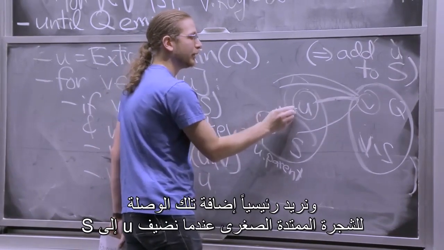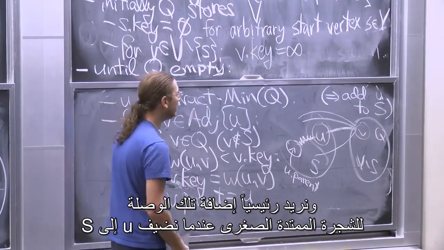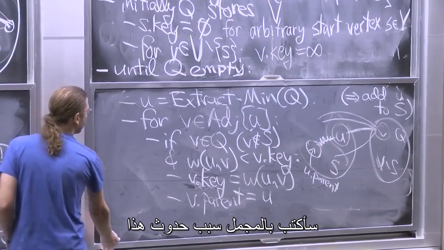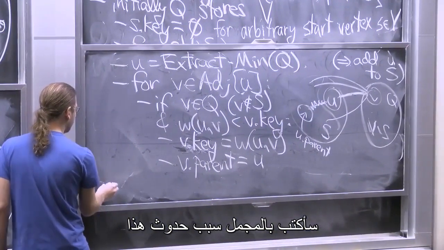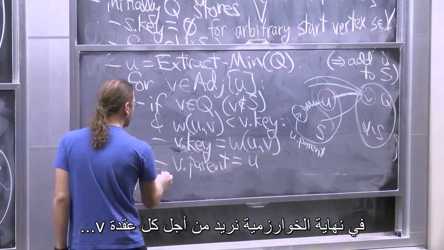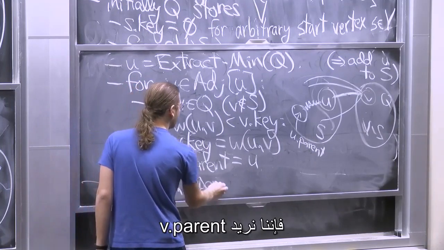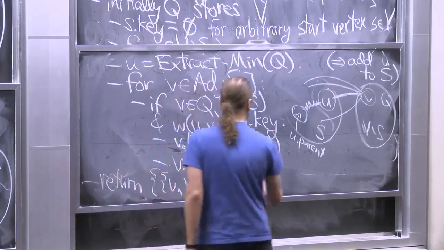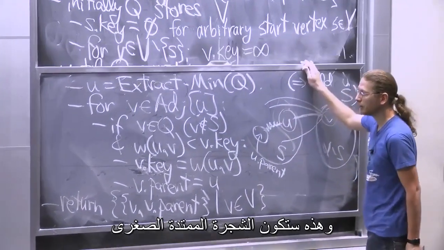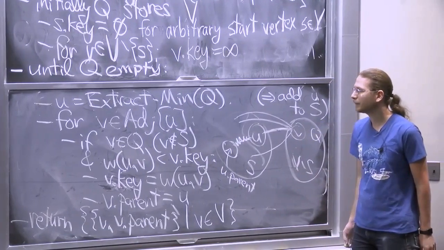And we basically want to add that edge into the minimum spanning tree when we add u to S. Overall, let me write why this is happening. At the end of the algorithm, for every vertex v, we want v.parent, and that will be our minimum spanning tree. Those are the edges that form the minimum spanning tree.